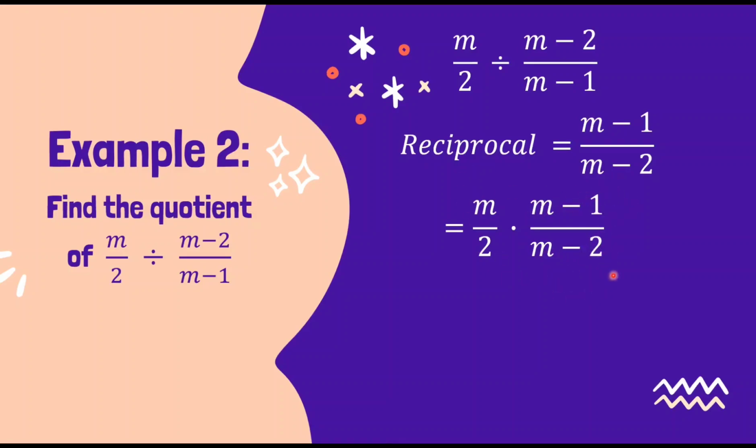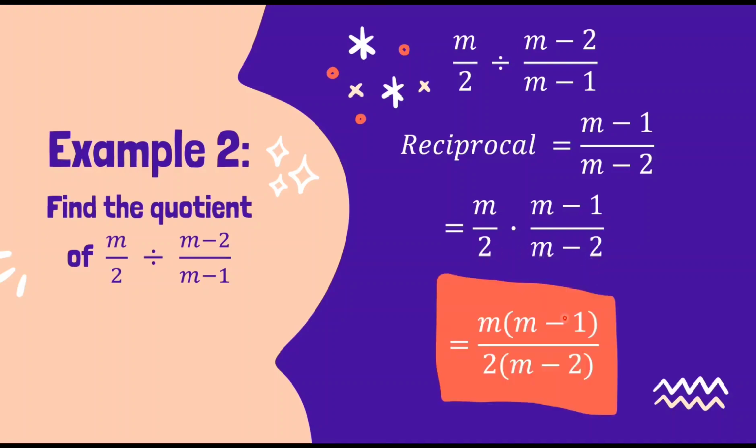Okay, so since wala tayong common factor, let us proceed in multiplying our numerators and our denominators. Okay, so m times m, we have m times m, and then m times negative 1. Okay, so pwede natin yang i-multiply or simply just write m times m minus 1. And then pwede rin natin i-multiply 2m, 2 times m, and then 2 times negative 2.